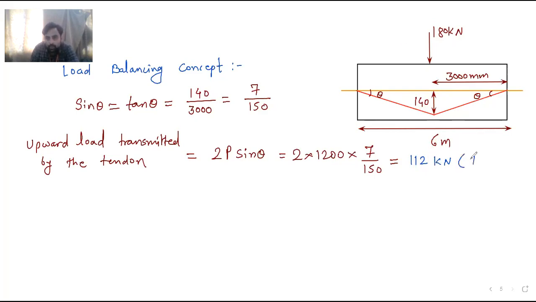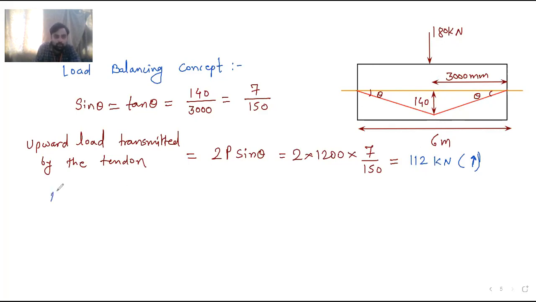This load is acting upward. Upward load we have calculated, 2p sin theta. And what caused that load? Due to this bent profile tendon. Okay, due to the profile of this bent tendon. So that upward load is 112 and downward load is 180.